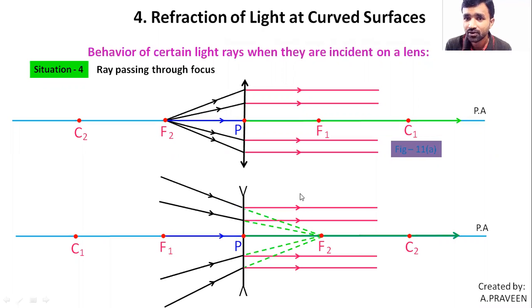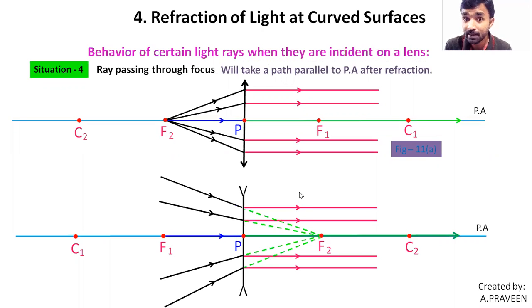So here, what you are generalizing is that a ray passing through the focus will take a path parallel to the principal axis after refraction. But a ray actually passing through the focus is possible only in the case of a convex lens. In the case of a concave lens, it appears to meet the focus. So this is the observation in situation 4.